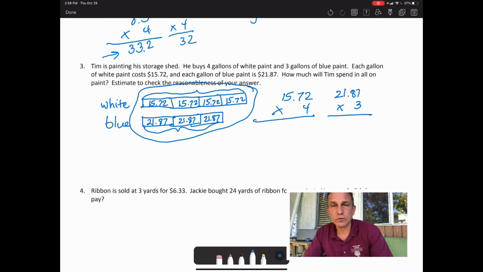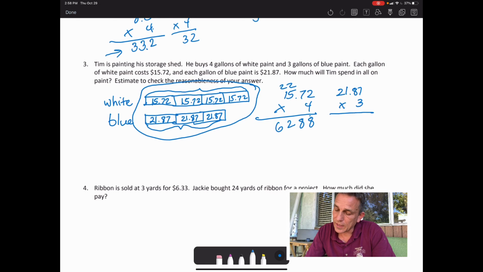So let's go ahead and do that. 4 times 2 is 8. 4 times 7 is 28. Put the 8 down, carry the 2. 4 times 5 is 20, plus 2 is 22, carry the 2. 4 times 1 is 4, plus 2 is 6.